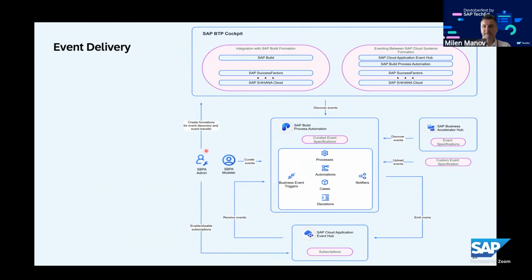And the final thing that is going to happen is the events will start flowing. So once we establish the formation and once we enable this scenario within Event Hub, SBPA will start receiving events that are emitted from SuccessFactors through Event Hub.